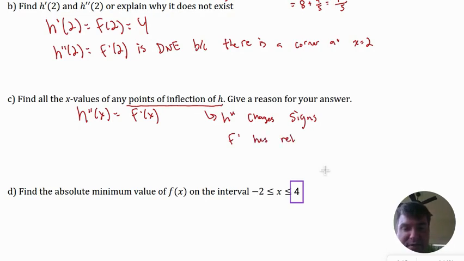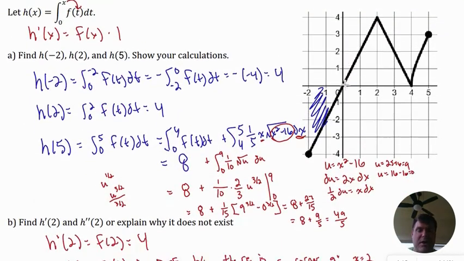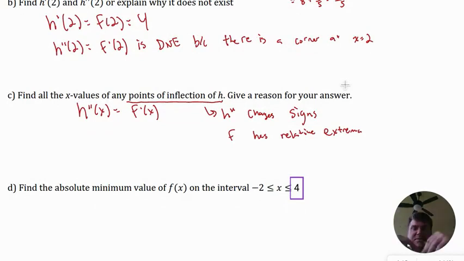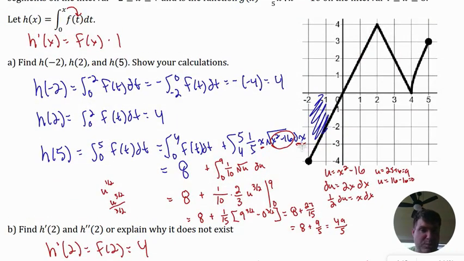Not f prime changes slope, but f has relative extrema. I caught myself on that one. F has relative extrema, so that's when f prime changes signs as well. But we can't talk about f prime because we're only given f. We must talk about f. So relating that back to f prime, if f has relative extrema, then f prime changes signs. So where do we have relative extrema here? We have relative extrema at 2 and 4.